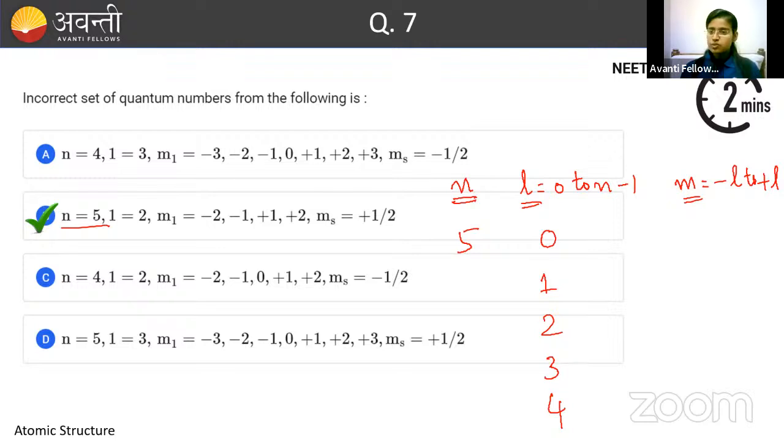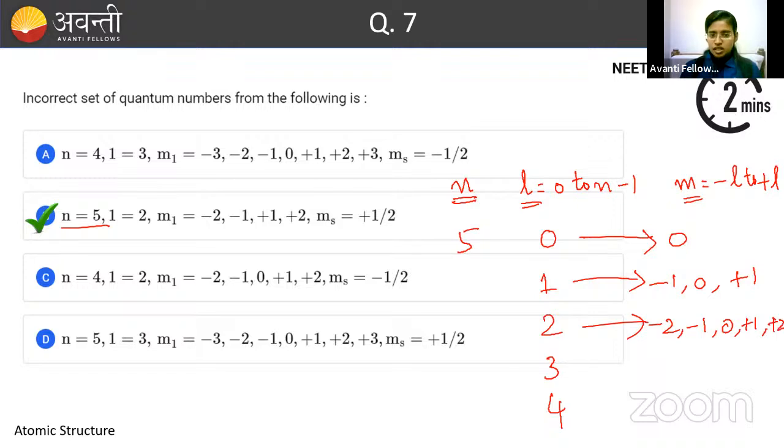So m values should be from minus l to plus l. For 0, it is minus 0 to plus 0, which is 0. For 1, minus l to plus l means minus 1 to plus 1, so minus 1, 0, and plus 1. And if it is 2, minus 2 to plus 2: minus 2, minus 1, 0, plus 1, plus 2 should be there.